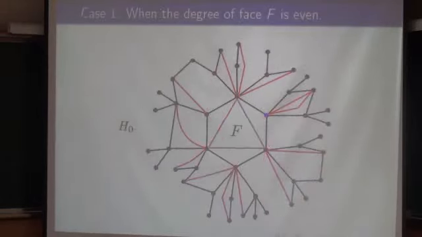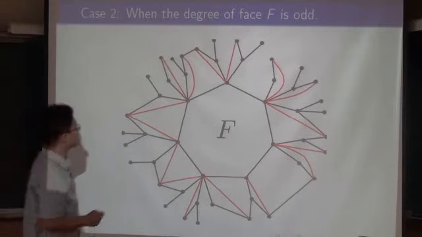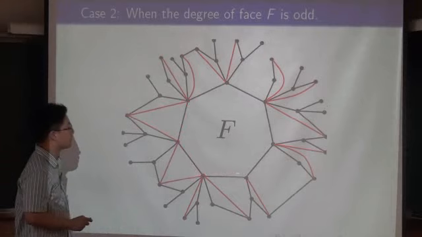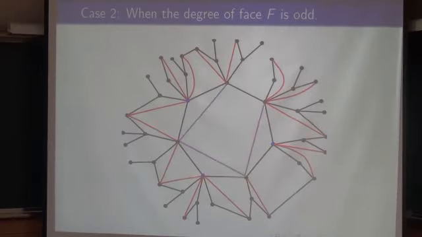Okay. Next case is about when the degree of face F is odd. So first we need to delete the red edges of the vertices on the boundary of F. Then the figure is like this. Then now we'd like to add the red edges of the vertices. First we want to use the face F as much as possible. Then the way will be something like this, right? So we can add 3 red edges here, which covers these 3 blue vertices.